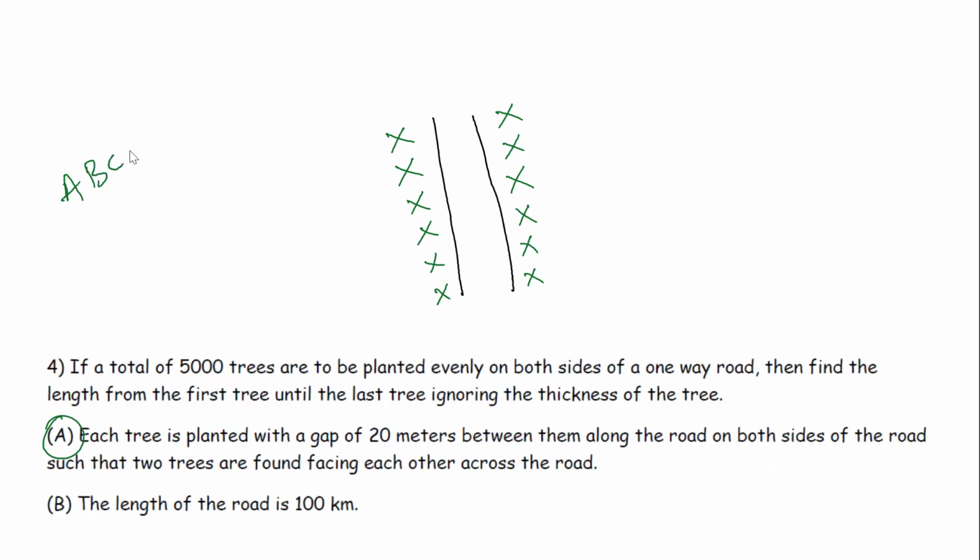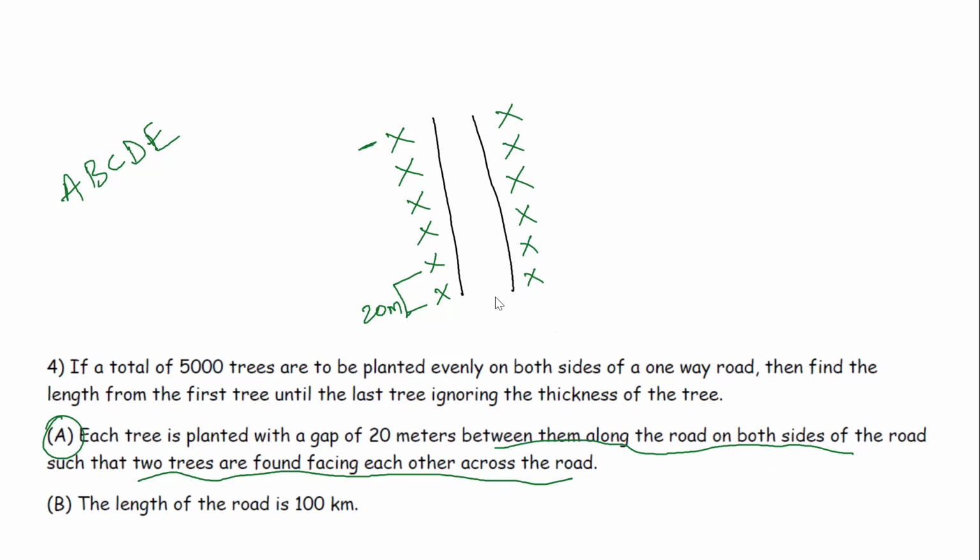So let's look at A, B, C, D, E. First statement: we have to find the length from the first tree until the last tree. Each tree is planted with a gap of 20 meters between two of them, along the road on both sides of the road, such that two trees are found facing each other across the road. See, this extra information was intentionally added so that you don't think anything otherwise.